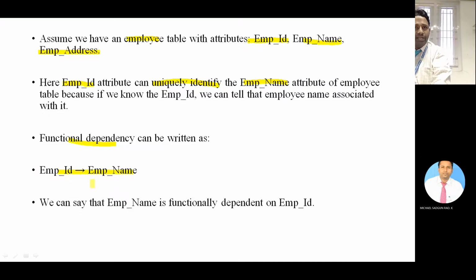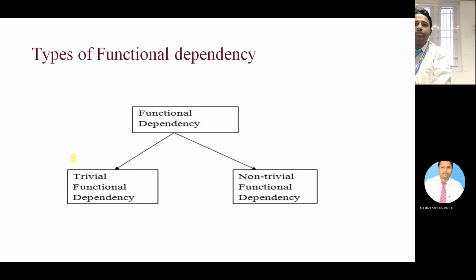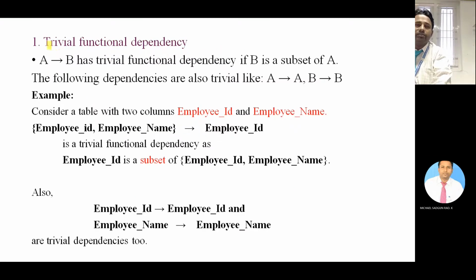Employee name is depending upon, or uniquely identified by using, employee ID. So employee ID determines employee name. We can read it like this: employee name is functionally dependent on employee ID. Of course, there are two different types of functional dependencies. One is trivial, and another one is non-trivial.